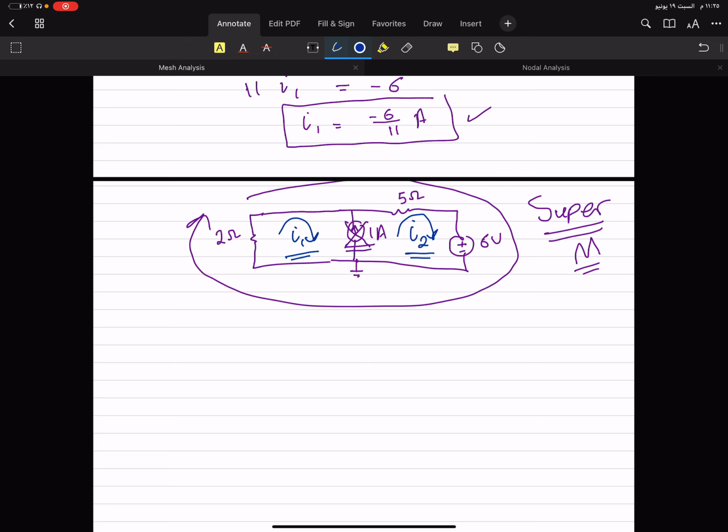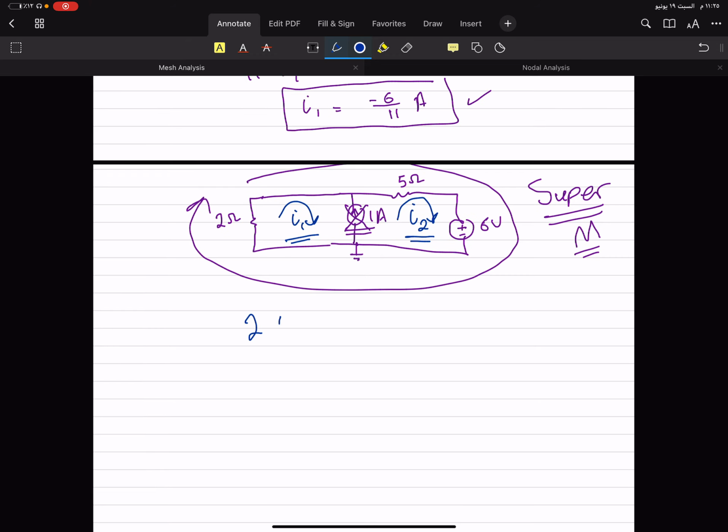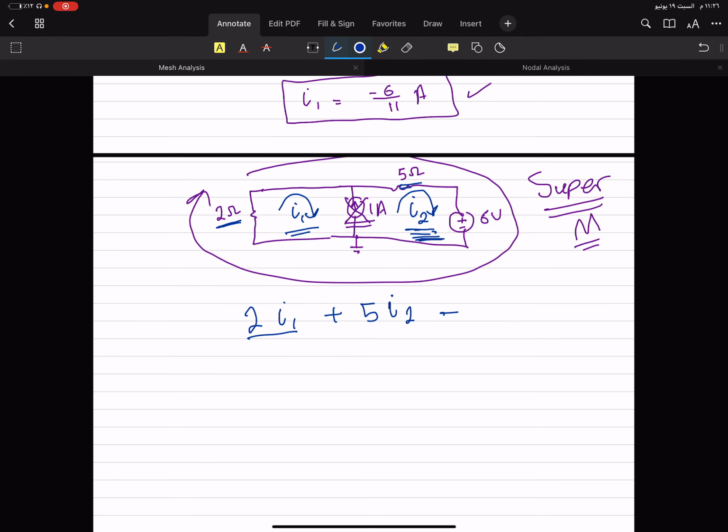So first of all, you will start with I1. You will say 2 multiplied by I1 plus 5 multiplied by I2. Don't forget, because the 5 ohm resistor has I2 passing through it, and the 2 ohm resistor has I1 passing through it. So that's why I multiplied each one with its own current. And of course, don't forget that's equal to what? Minus 6 volts. This one is equation A.